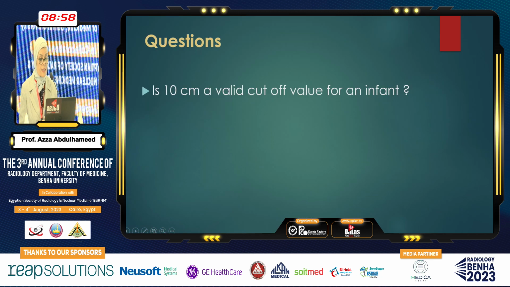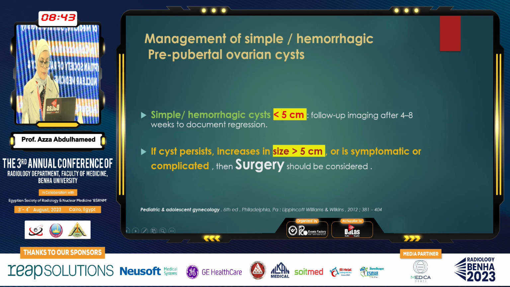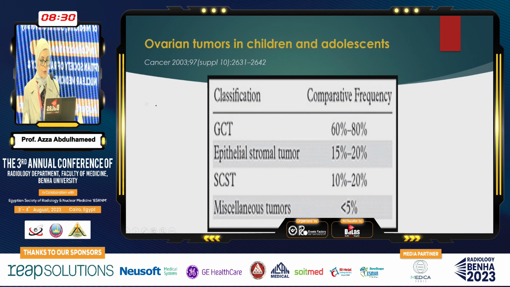Now the question is, is 10 centimeters a valid cutoff value for an infant? Logically, it should not be. So what is the appropriate cutoff value and its correlation to age? In the literature, they gave us 5 centimeters as a cutoff value. Below that level, you can follow up; at or above that level, you go for surgery.